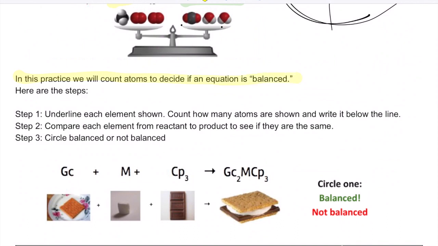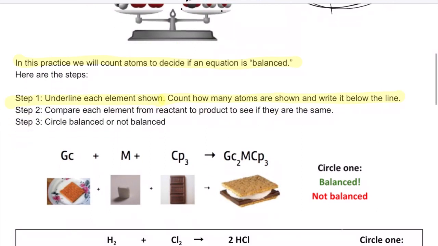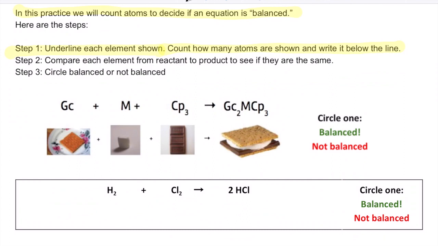Here are the steps. Step 1, we're going to underline each element and count how many elements are shown and write it below the line. Then step 2, we're going to compare each element from the reactant to product to see if they are the same. And then step 3, circle if it's balanced or not balanced. All right, so back to step 1. Let's do this with this graham cracker and s'more equation.